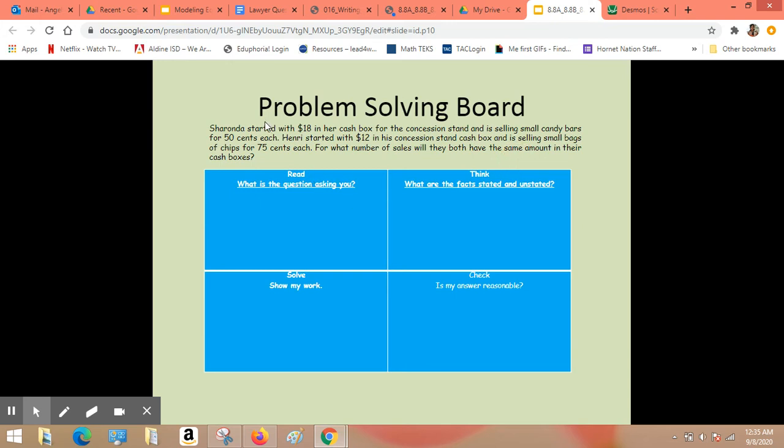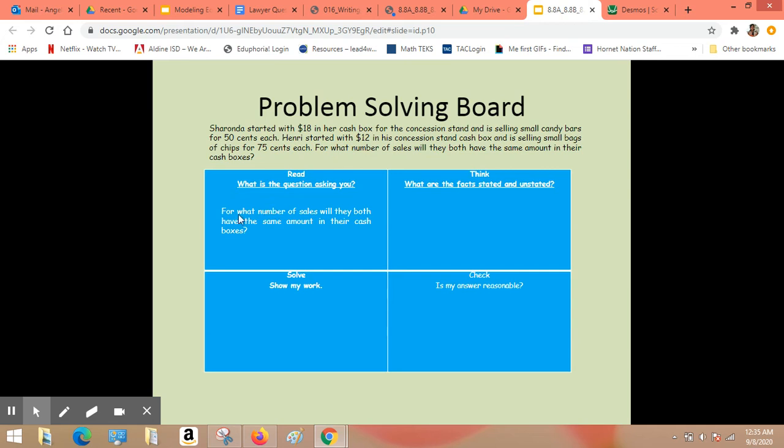Sharonda started with $18 in her cash box for the concession stand and is selling small candy bars for 50 cents each. Henry started with $12 in his concession stand cash box and is selling small bags of chips for 75 cents each. So for what number of sales will they both have the same amount in the cash boxes?